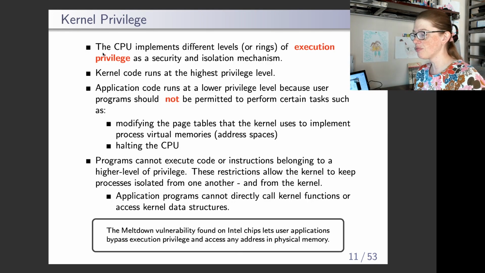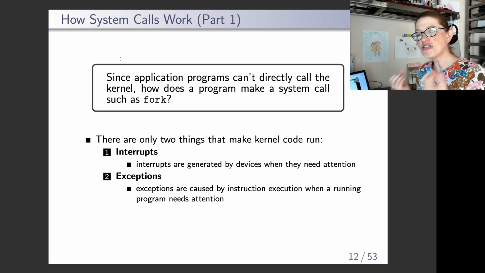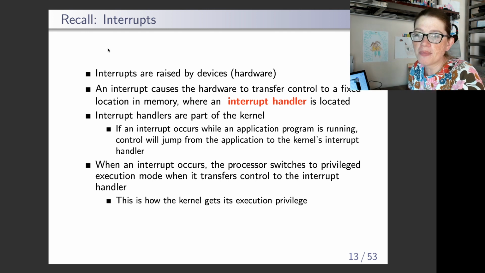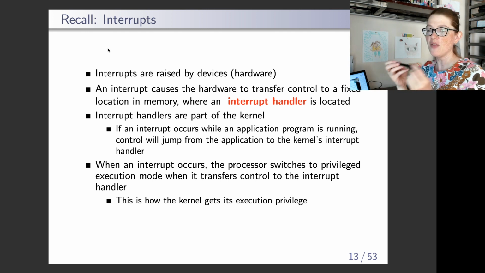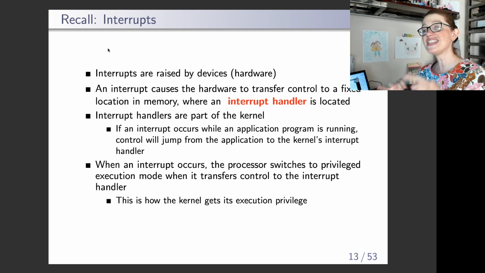Well, we've already talked about privilege here. The way that you're going to do this is through interrupts and exceptions, because the only thing that you can do to make kernel code run is have an interrupt or have an exception. Remember that interrupts are going to be things that were raised by hardware. So an interrupt would be if I pushed the button on this little Wacom pen, that would cause an interrupt to be fired. The interrupt would be received, it's a signal received by the CPU.